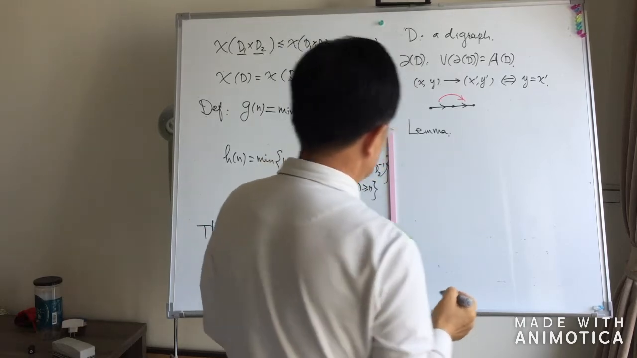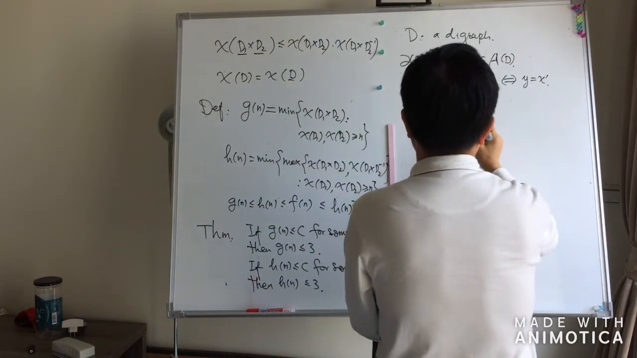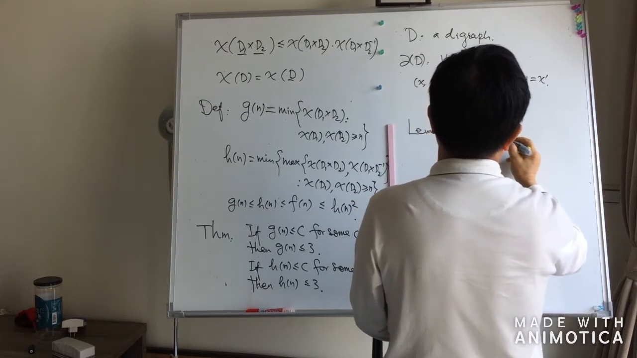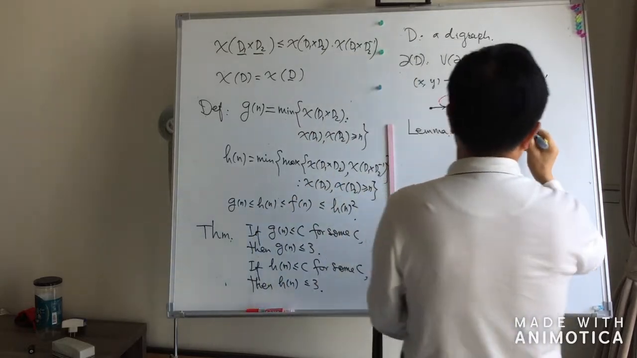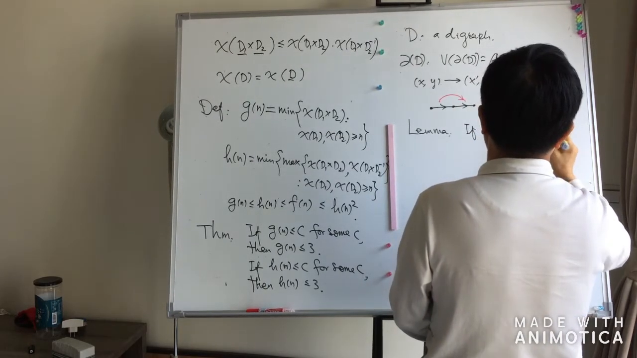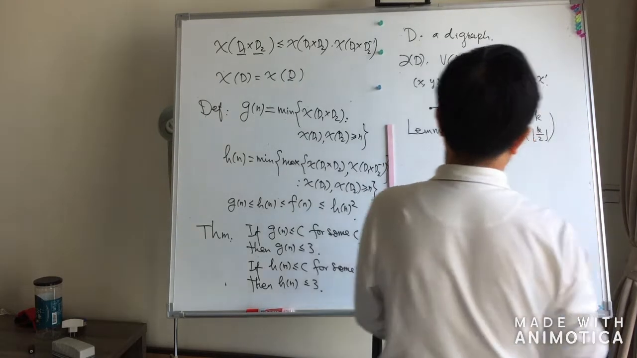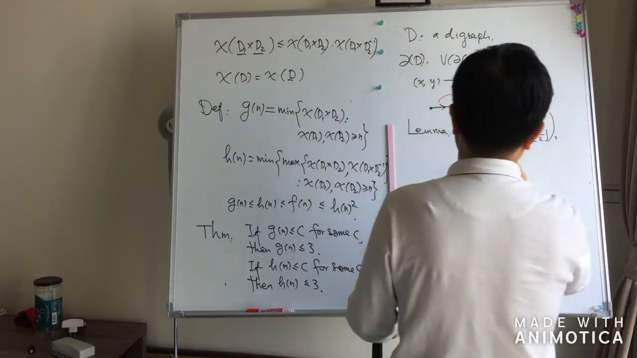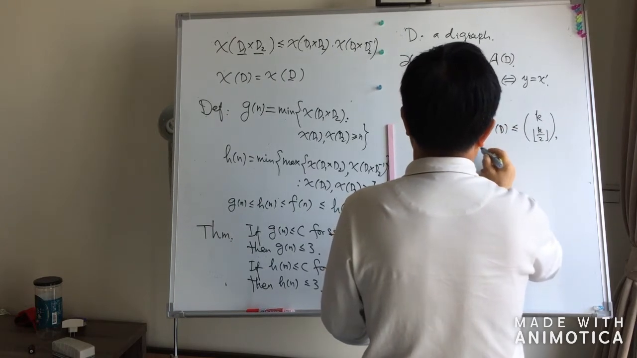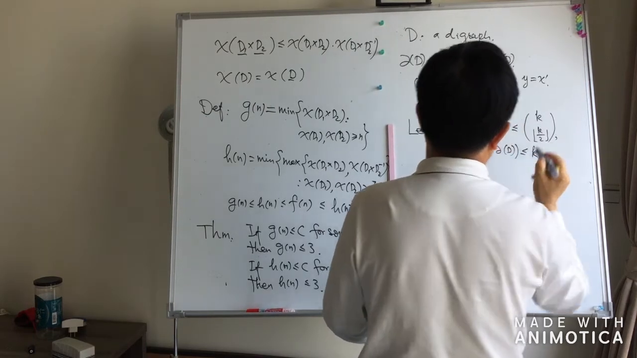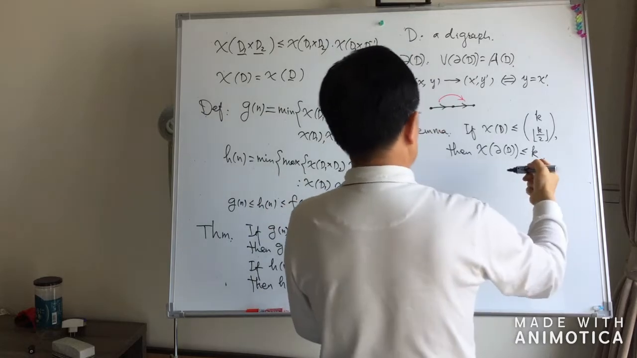The first lemma is that if the chromatic number of D is less or equal to something like K choose K over 2, say floor, if the chromatic number of D is bounded by this number, then the chromatic number of this line graph is bounded by K.